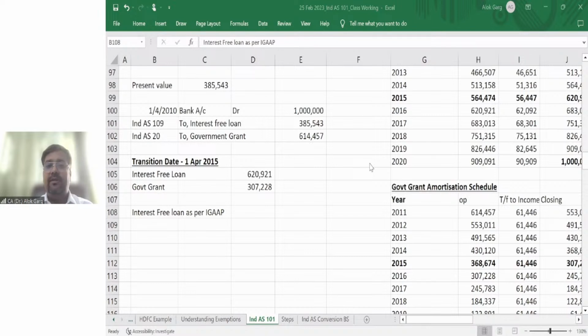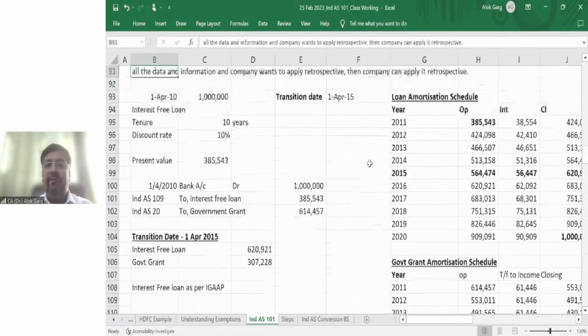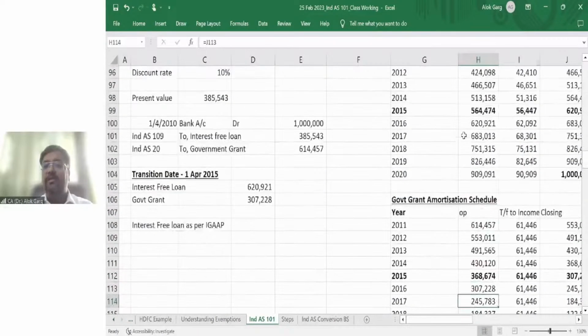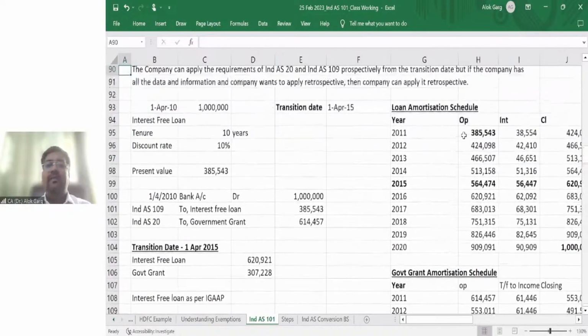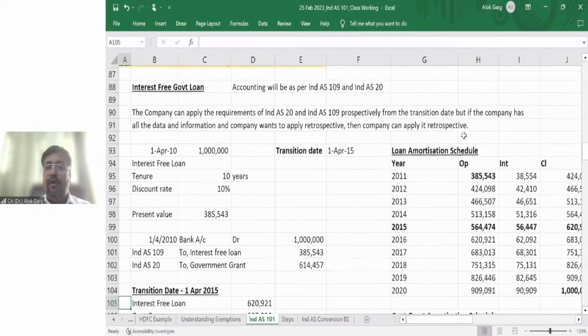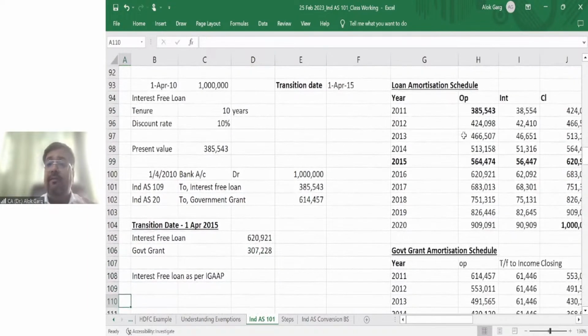Viraj, Chiki, Sumit, is it clear to all of you? I have done nothing, just prepared the loan amortization schedule for 10 years and the government grant amortization schedule for 10 years. And I am explaining how the Ind AS 109 accounting and Ind AS 20 accounting happen. Clear? So what accounting entry? How do you arrive at the number on the transition date?